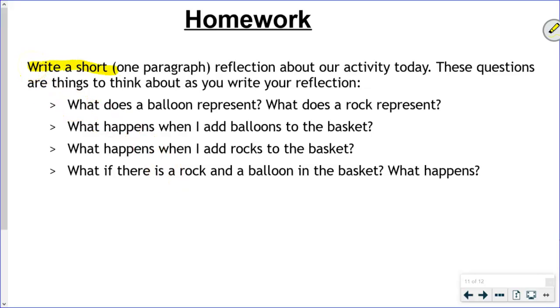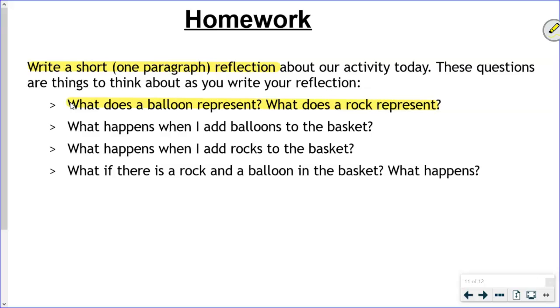I want you to write a short paragraph, just one paragraph reflection about what we did today. These questions are things that you can think about as you write your reflection. So that doesn't mean just answer the question and write the answer right here. You're writing a paragraph. But when you're writing the paragraph, you're talking about these things. What does a balloon represent? What does a rock represent? You're including that in your reflection.